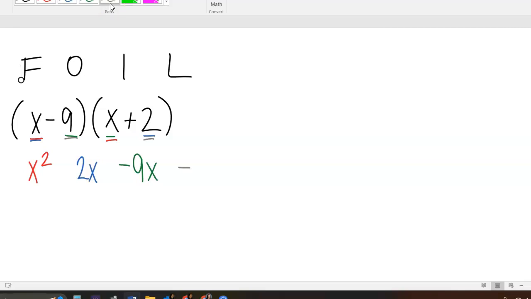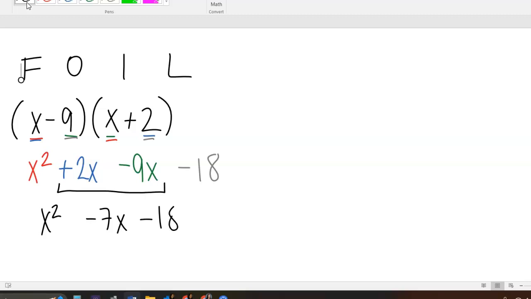9 times 2. Then what we have to do after that is put our like terms together. In this instance, both of these two in the middle are like terms, so we're going to combine them. That is a positive 2x and a minus 9x, but then everything else stays the same. So x squared stays x squared. 2x take away 9x is a negative 7x, and then the negative 18 stays the same.